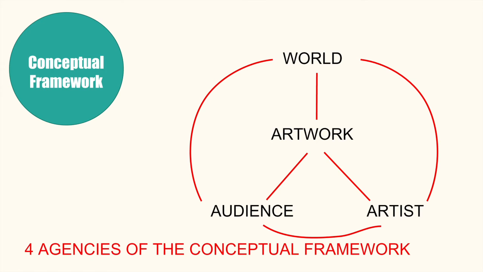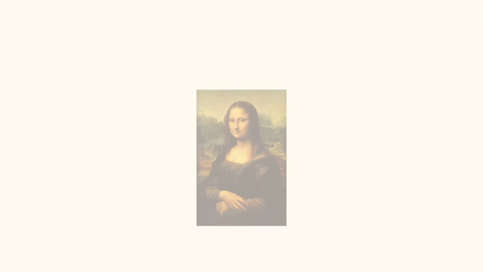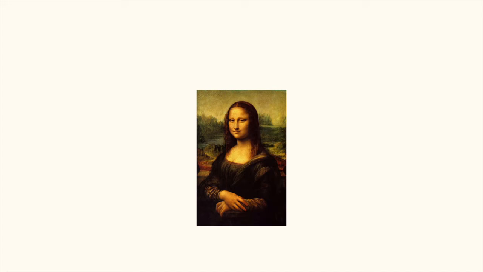Essentially what you need to remember is that there are four agencies, and these will interrelate and connect with one another depending on what you're being asked to do. Sometimes you're asked to deal with all four, sometimes you're only asked to deal with two, and in that case you need to always consider what's been asked of you. So let's look at this in terms of an actual example of an artwork.